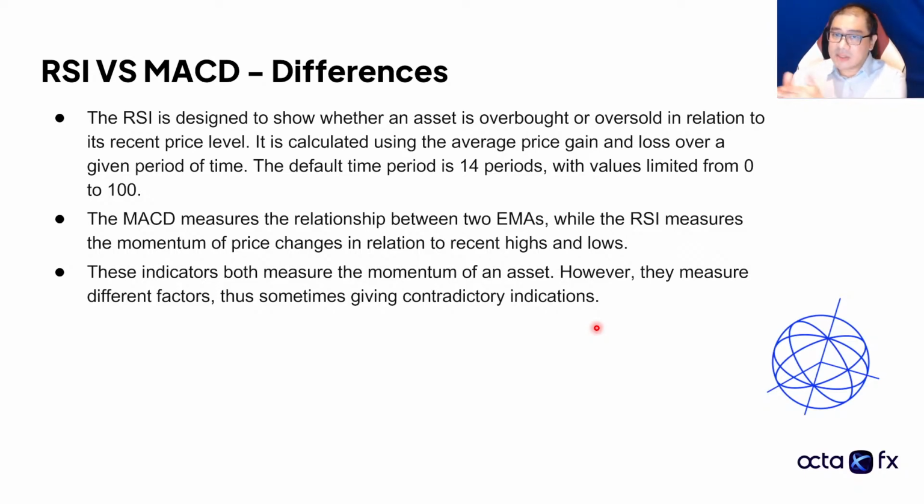The MACD doesn't measure price directly. It measures the moving average of price. Both of them measure momentum of an asset, but they measure different factors, sometimes giving contradictory indications because they don't look at the same thing. So if you think all oscillators are the same, not all oscillators are the same. One tracks price directly, the other one tracks an average of price. Okay, so that's a simple explanation of the RSI and the MACD.